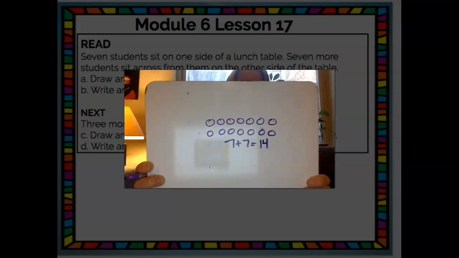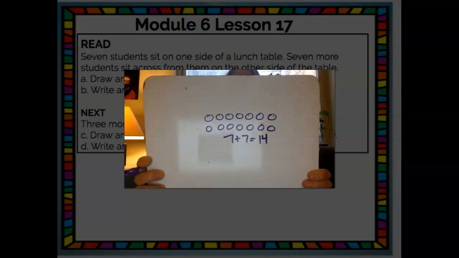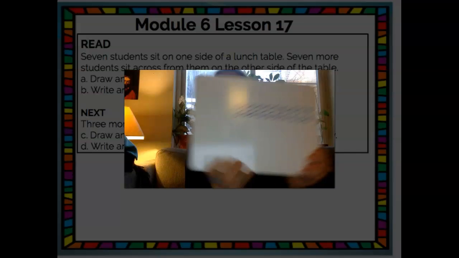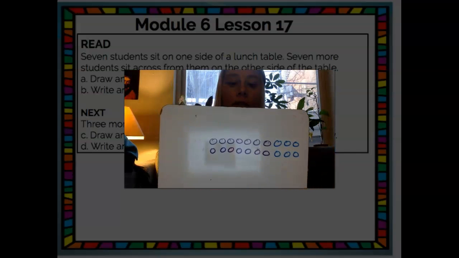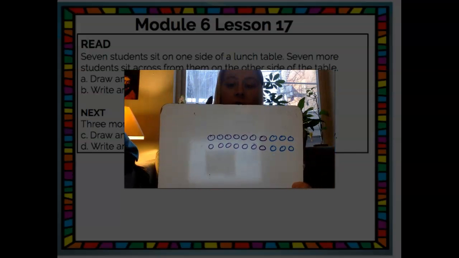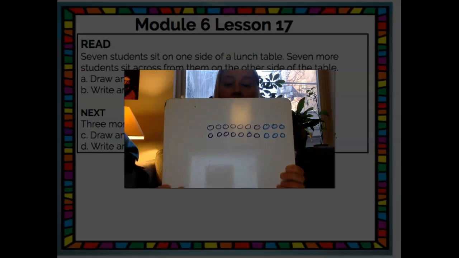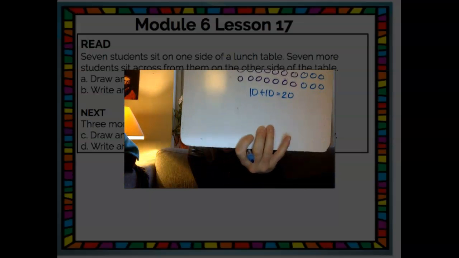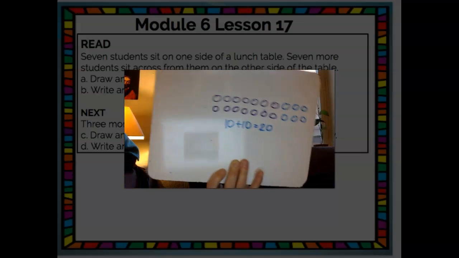Okay, now remember 3 more students are coming to sit on each side of the lunch table. I'd like you guys to add to your array and then put your new equation below. I'm going to pause and do the same. Okay, so I added 3 more students to each side of the lunch table. So now I have 10 and 10. My new equation is 10 plus 10 equals 20. So there you go. There's your application problem for today.